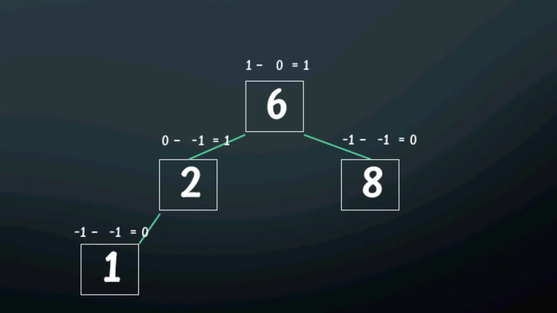Let's take a look at a balanced AVL tree example. As we notice, the balance factor for each node is equal to 0. It means it is a balanced AVL tree.